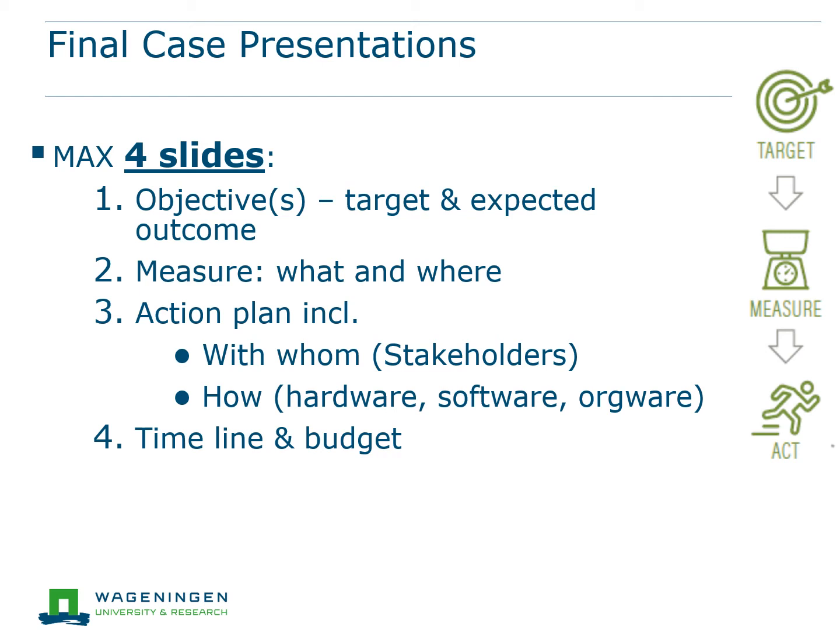In the first slide, you want to talk about the objectives. What is your target? What is your expected outcome from your activity? The second slide talks about how you're going to measure. What are you measuring? Where are you measuring? How are you measuring? The third slide goes in detail into your action plan, which includes, for instance, what are you going to do, with whom are you going to do this, and how are you going to do this. And the last slide, the 4th slide, talks a little bit about the timeline and the budget that you have foreseen for your intervention strategy.